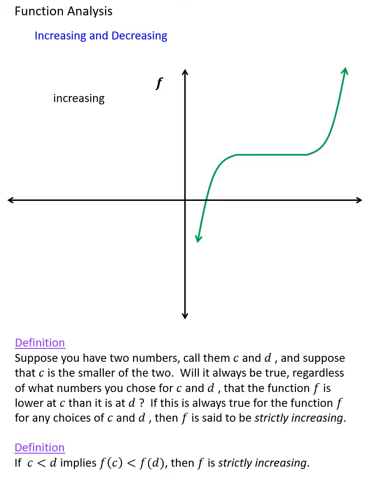So if that's what we want to think of as an increasing function, then we have to change the definition. So let's take out the word strictly and change a few things. We'll replace the word lower with no higher. That allows for the function to be flat. Or in the more formal definition at the bottom, we'll replace the less than symbol with a less than or equal to symbol. And this is our definition of an increasing function.